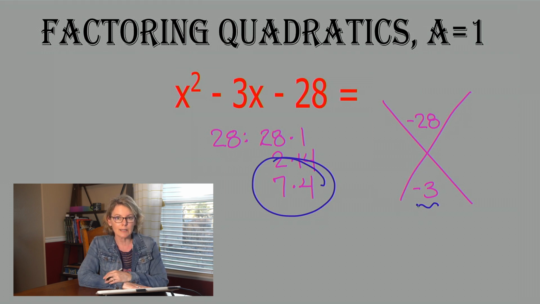Since the answer has to be negative, the bigger number will wind up being negative, and then this one's a positive. We can check our work. Does negative 7 times positive 4 equal negative 28? Yes. And does negative 7 plus 4 equal negative 3? Yes. Those are the winners.